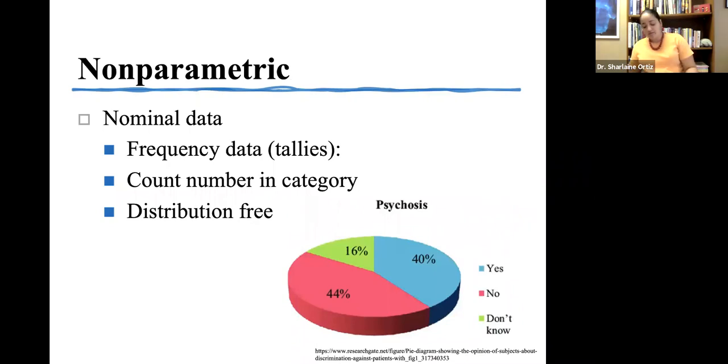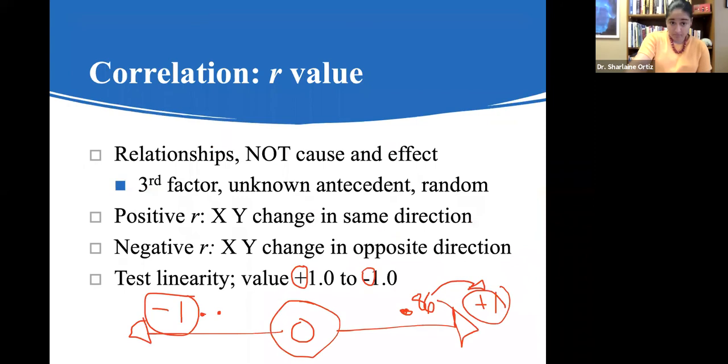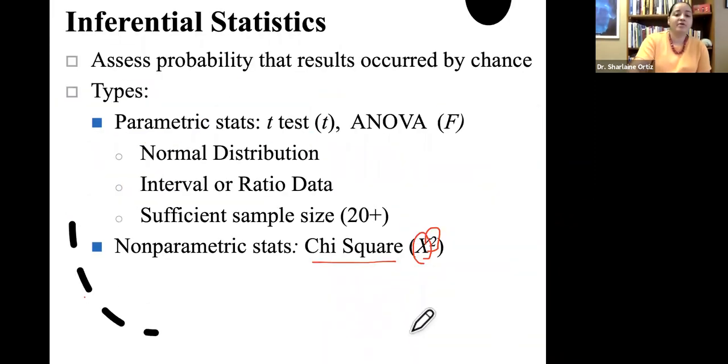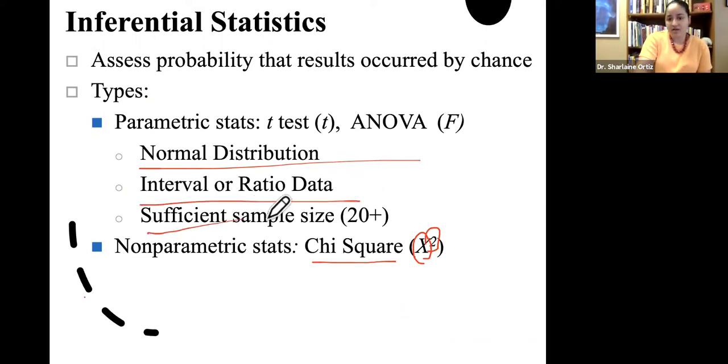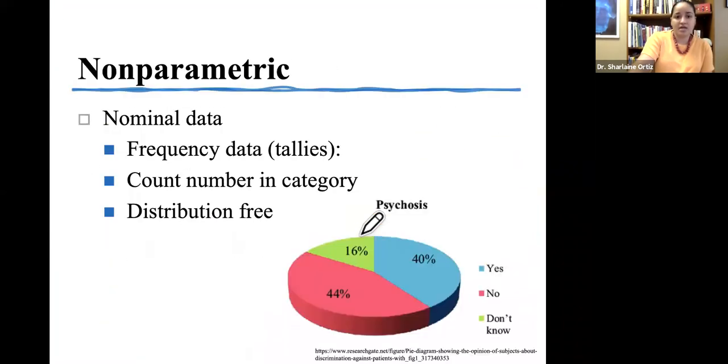Now remember that sometimes we cannot conduct parametric statistics because, like I mentioned, we may violate the assumptions that we noted earlier. We noted that it has to have a normal distribution, it has to be interval or ratio data, and we have to have a sufficient sample size. So if we violate any of those assumptions, we're going to move towards nonparametric statistics, I should say.